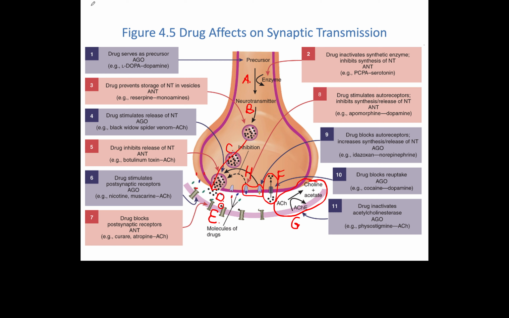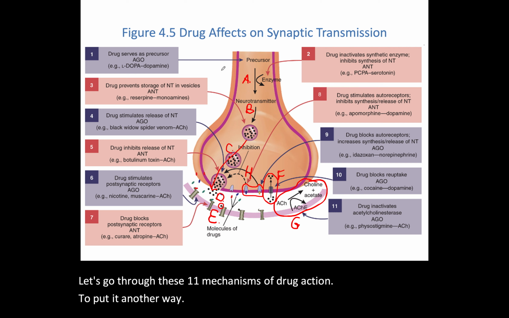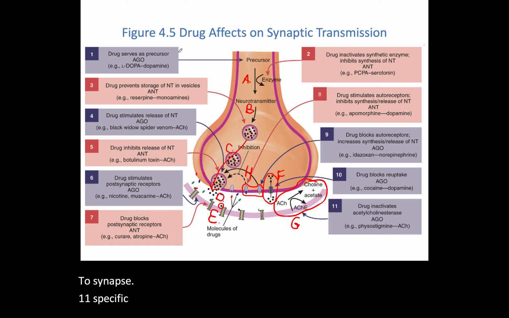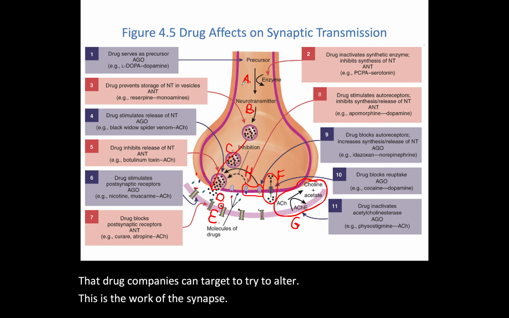Let's go through these 11 mechanisms of drug action. To put it another way, there are 11 ways that we can perturb or alter the synapse. 11 specific ways, 11 targets that drug companies can target to try to alter the work of the synapse, or your local neighborhood drug dealer, whatever you're into.